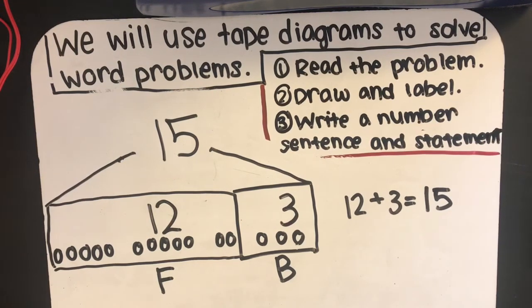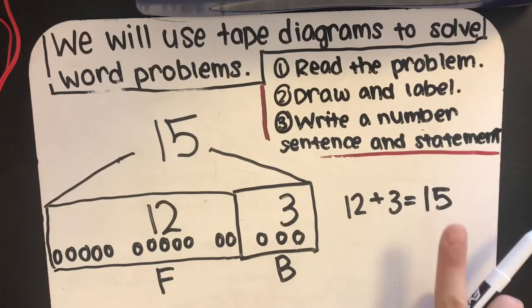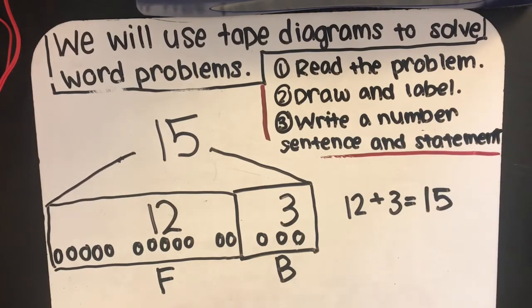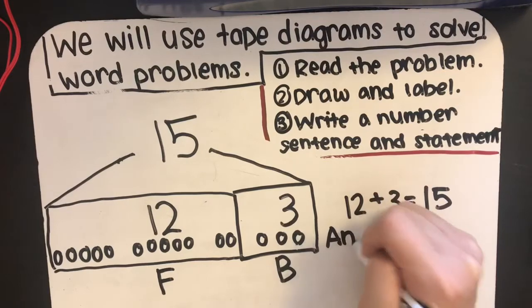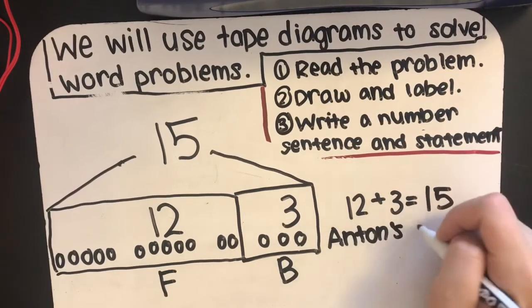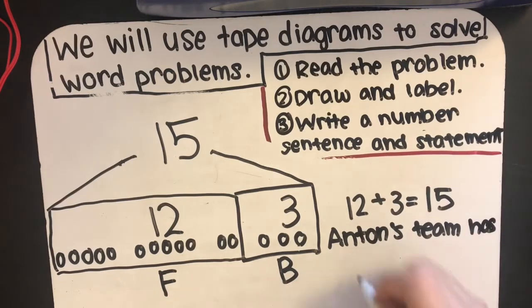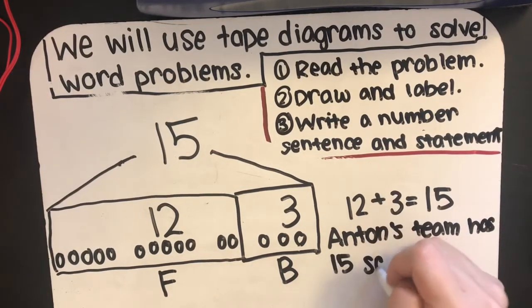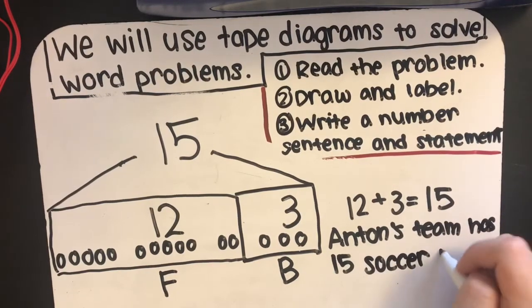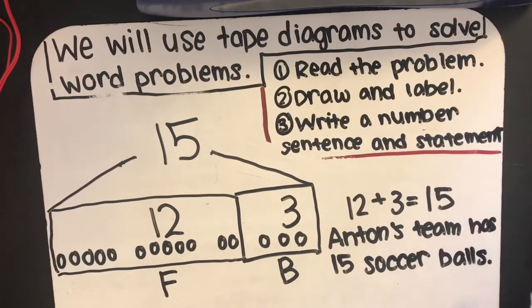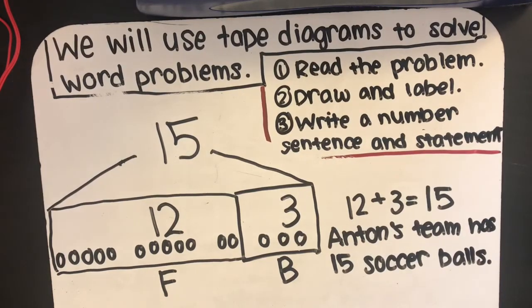Now let's make our statement. Anton's team has blank soccer balls. Fill in the blank. Anton's team has 15 soccer balls. Let's write that on our board. Anton's team has 15 soccer balls. Great job, first graders.